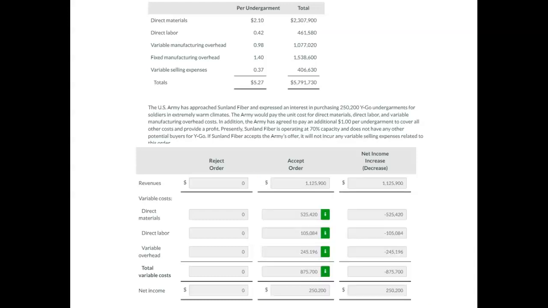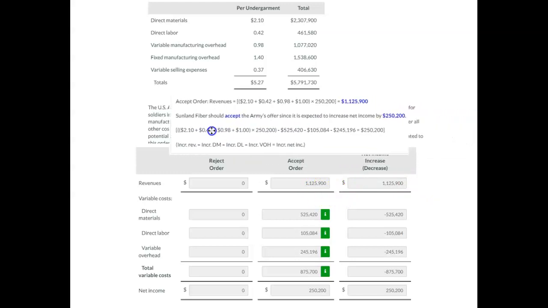Now, accepting the order definitely has some impacts on incremental cash inflows and cash outflows. Okay, so we've got to go through the math there. Let me bring that over and show you how we came up with that. First, we'll explore the 1,125,900.